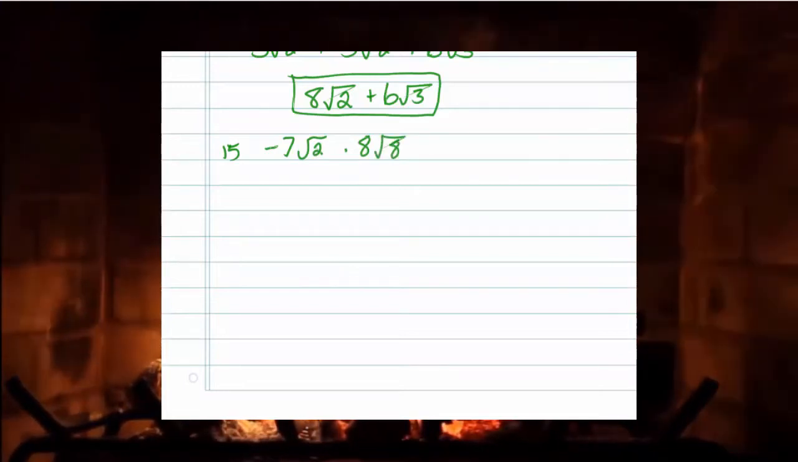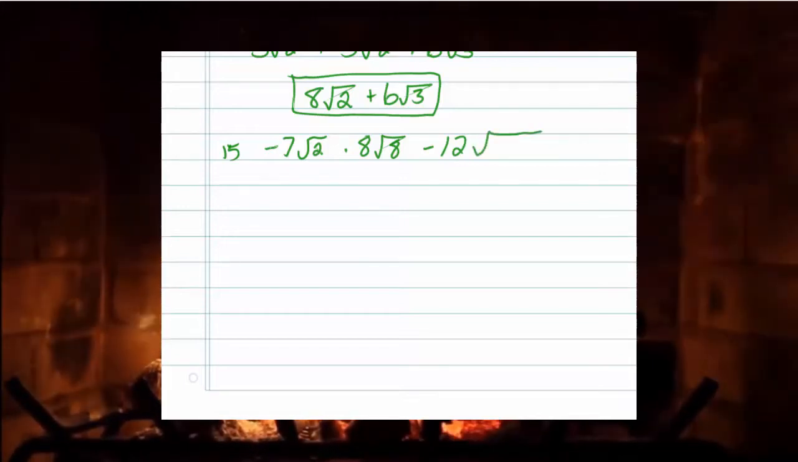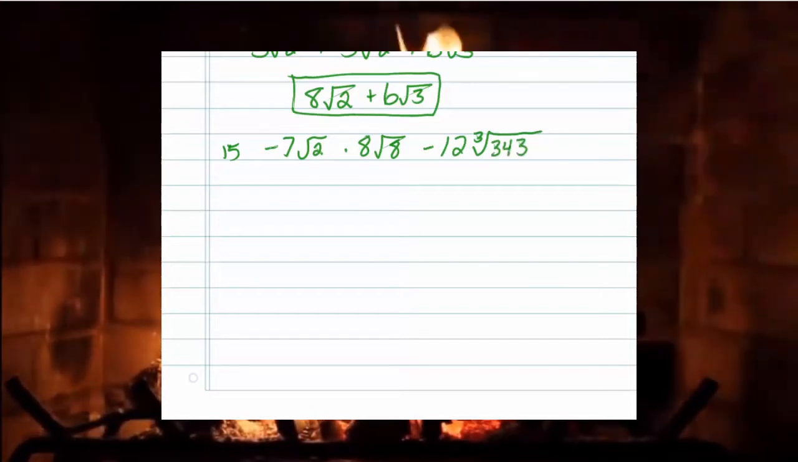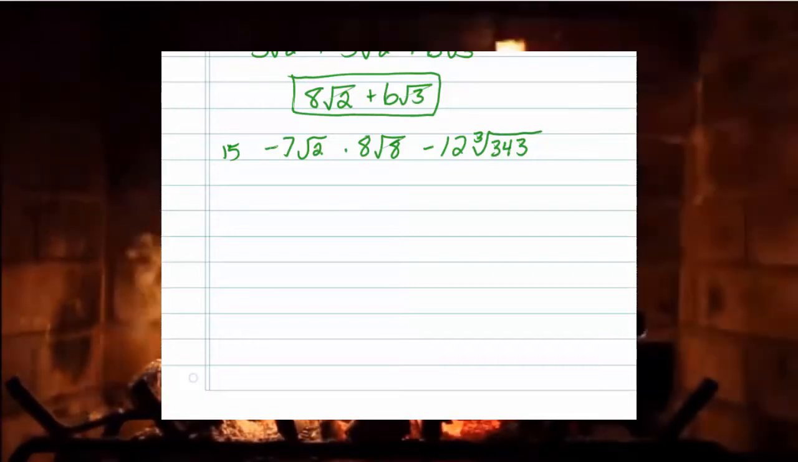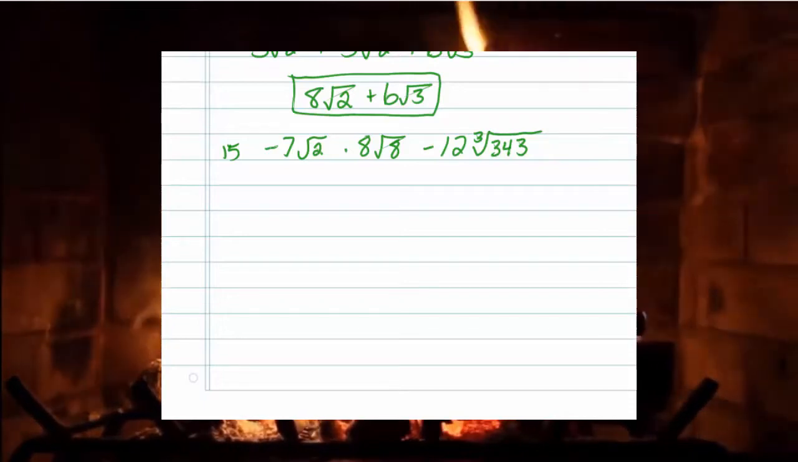So problem 15 is negative 7 square root of 2 times 8 square root of 8 minus 12 cubed root of 343.